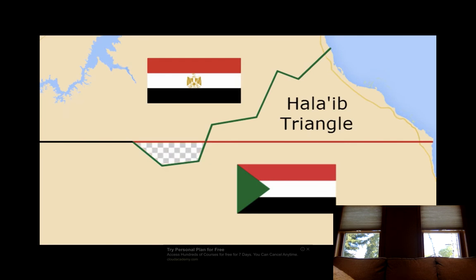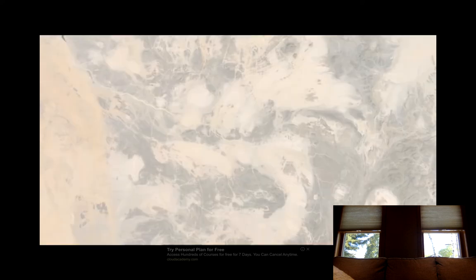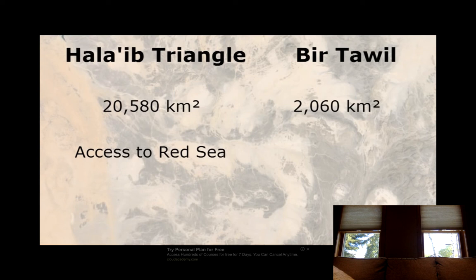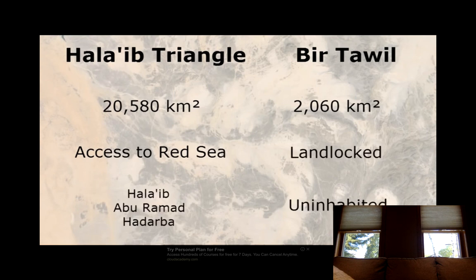Neither country can claim the land known as Bir Tawil, as they would have to give up their claim to the much more desirable land. If we compare the two pieces of land, the Halaib Triangle is 10 times bigger, has access to the Red Sea, and has several settlements and small villages, where Bir Tawil is landlocked and completely uninhabited.